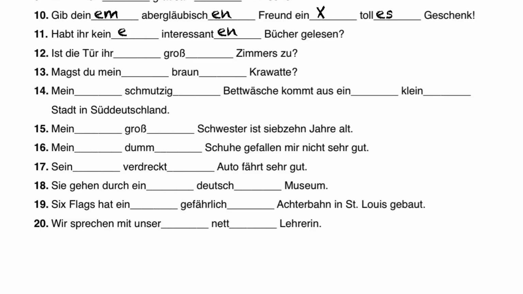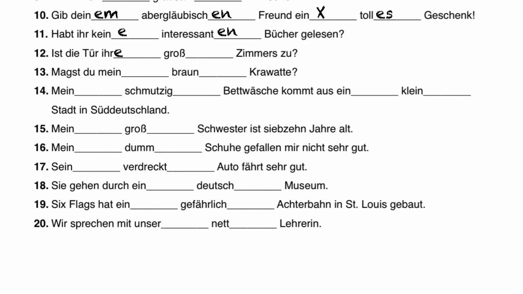Nummer 12. Ist die Tür blank blank Zimmers zu? Here we want to say, is the door of her large room closed? Zimmers has an s at the end of it indicating the genitive case. That also tells us that this is either a neuter or a masculine noun. In this case, it's neuter.